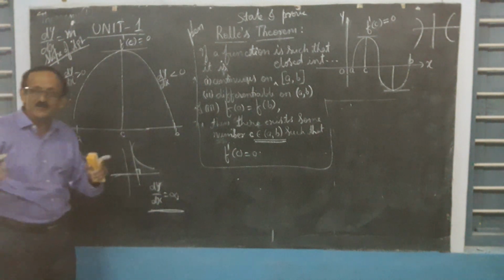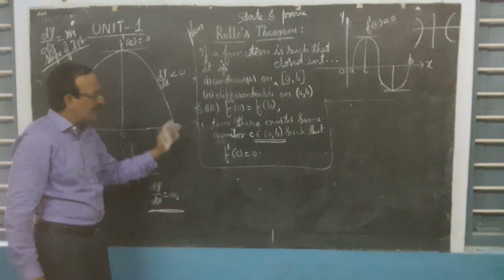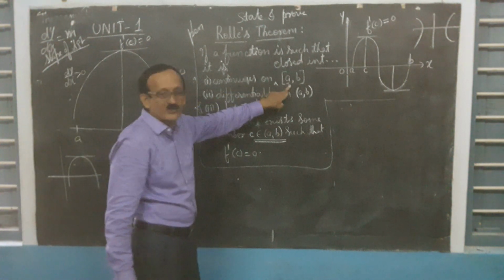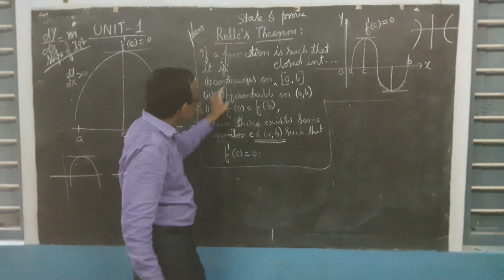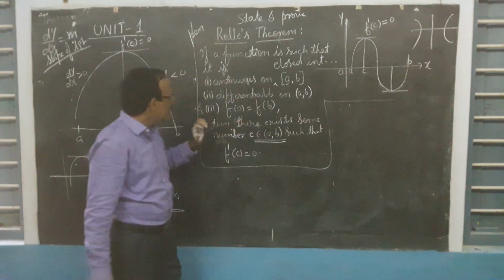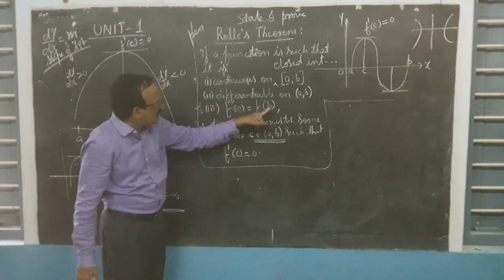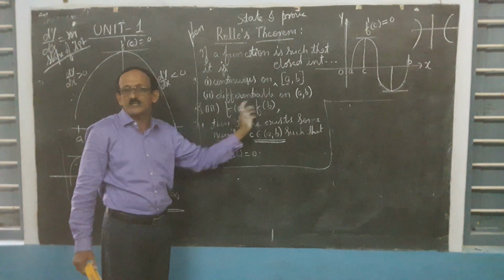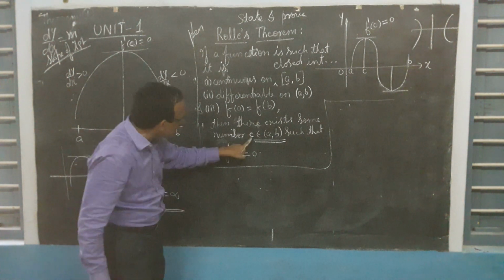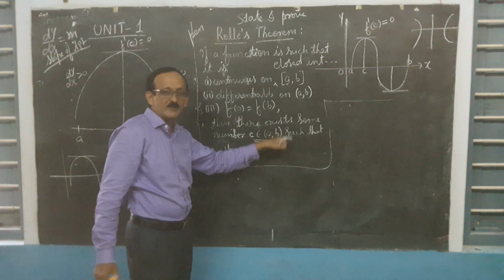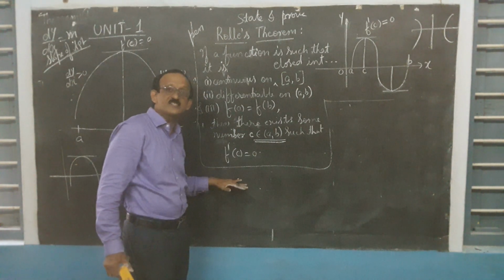Therefore, what does Rolle's theorem say? Rolle's theorem says that if a function is continuous in the closed interval and differentiable in the open interval AB, and the values of the function at the end points are equal, f of a equals f of b, then there exists some number c in the open interval AB for which f dash c is 0.